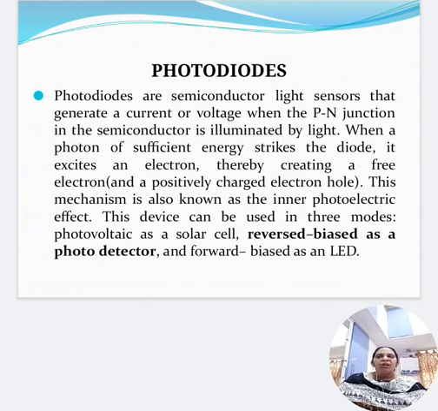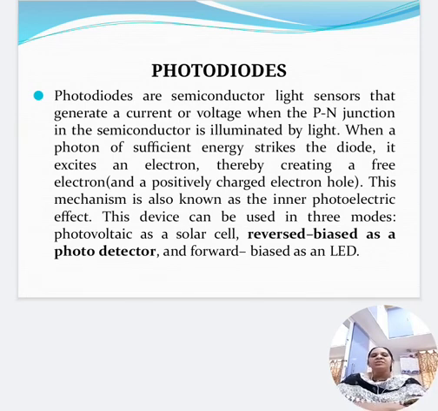When a photon of sufficient energy strikes the diode, what happens? It excites an electron, thereby creating a free electron. This mechanism is known as the inner photoelectric effect. This photodiode can be used in three modes: photovoltaic as a solar cell, or in the reverse biased condition as a photodetector, and forward biased as an LED.